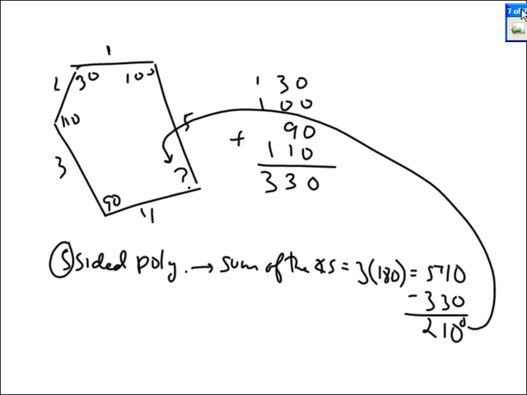And how do I know that? Because I have to add up to 540. I can make 3 triangles. They have to add up to 540.